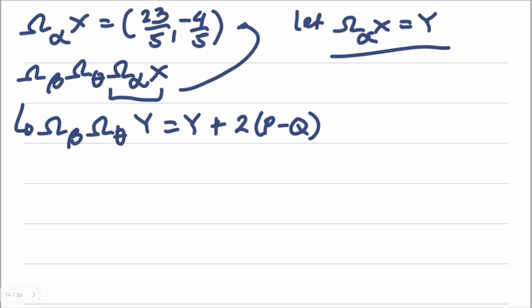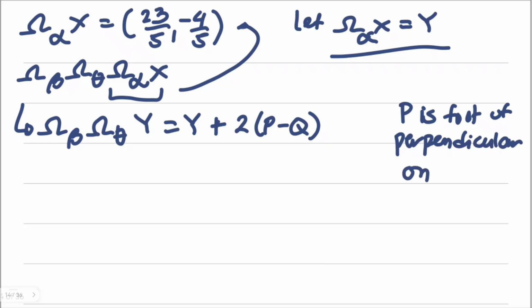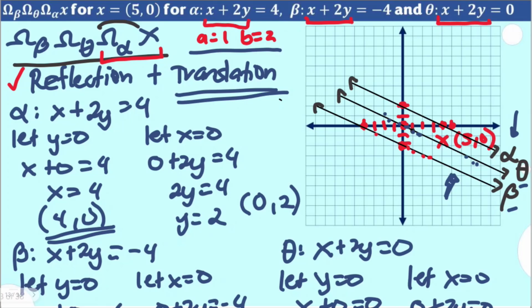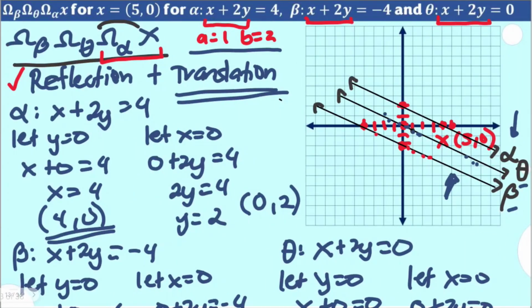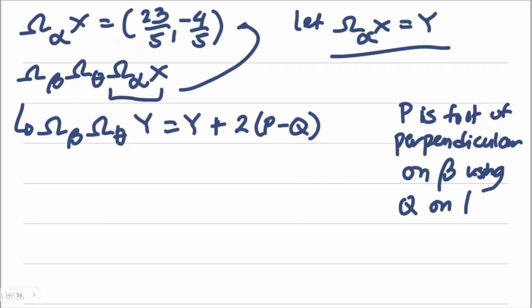This time, we will not be using P as an intercept because P is actually the foot of perpendicular on connecting here. What would be the farthest line? It's actually beta. So we have here on beta using a certain Q, if we're going to have here its reflection, the next line is actually theta. So that means we're still going to solve for P, and P is not just any point, it's specifically a foot of perpendicular using Q.